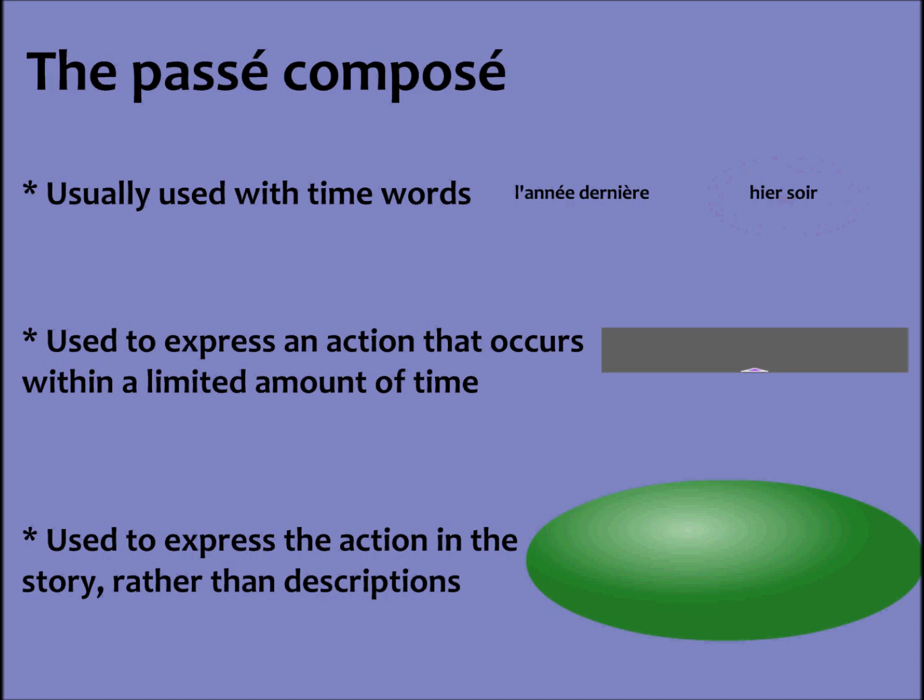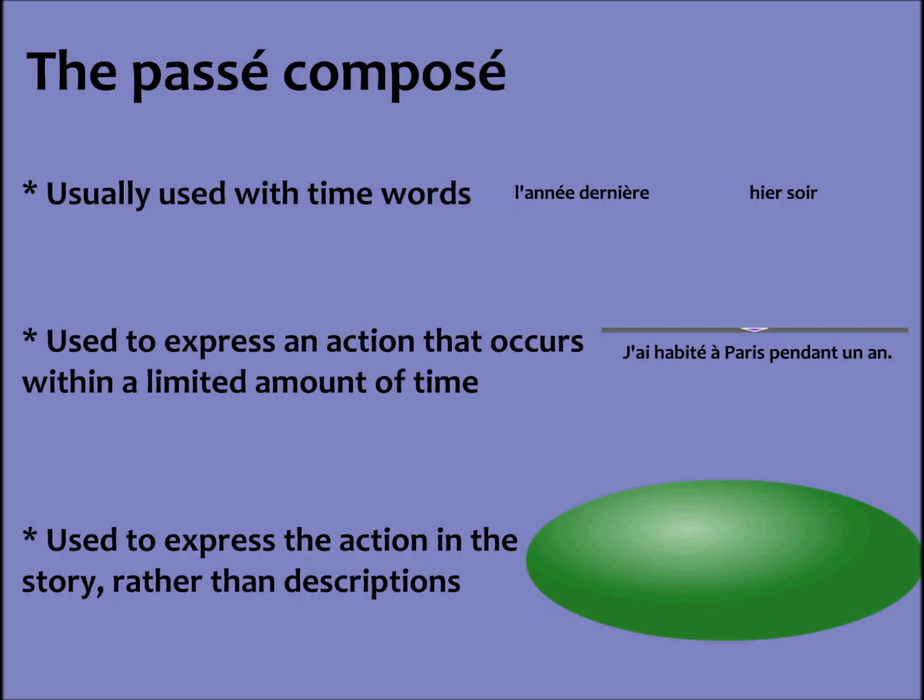And it's used to express an action that occurs within a limited amount of time. So, j'ai habité à Paris pendant un an. Here I'm using the passé composé because I've restricted that action of habiter to one year.